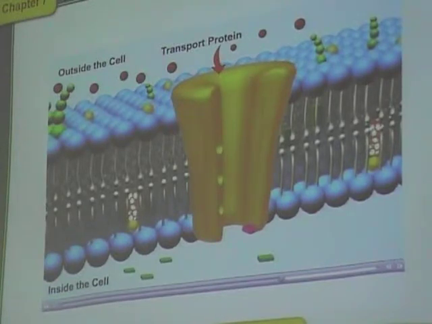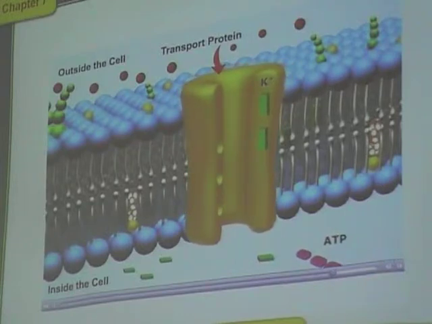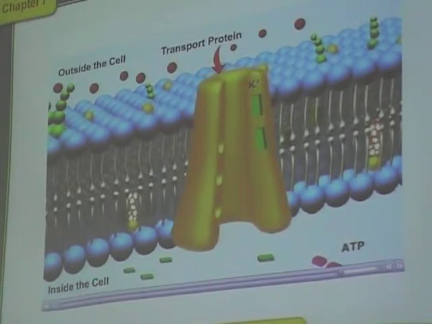Potassium ions from the outside environment bind to the exposed sites on the protein. Once in place, phosphate is released, allowing the protein to change shape. The potassium ions are released to the environment inside the cell.